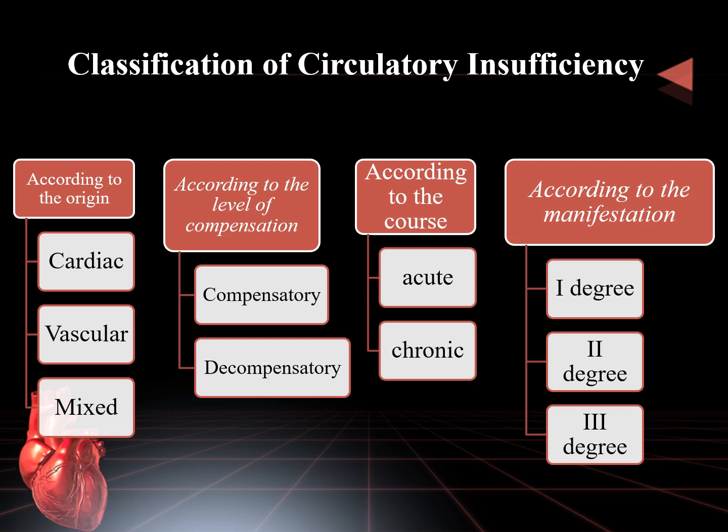According to the manifestation, 3 degrees of circulatory failure are distinguished. At first degree, signs of circulatory insufficiency, that is the decreased contractility of the heart, dyspnea, tachycardia, fatigue, are manifested during physical exertion, not at rest. At the second degree, signs are manifested even at rest. And the third degree, besides the signs of circulatory insufficiency, dystrophic and destructive changes are observed in all organs and tissues.